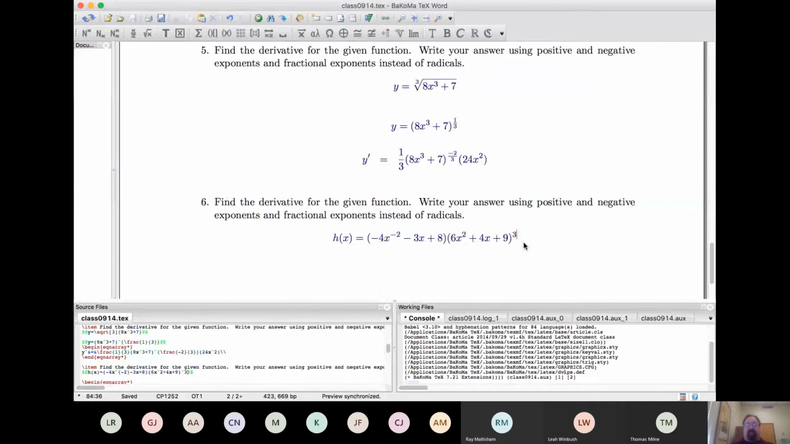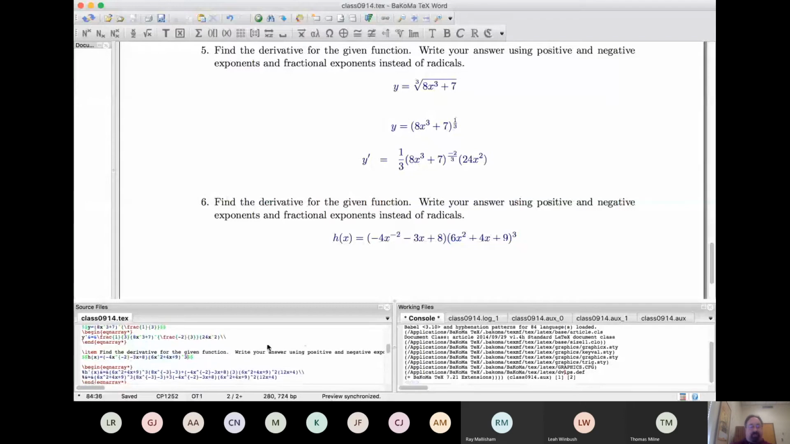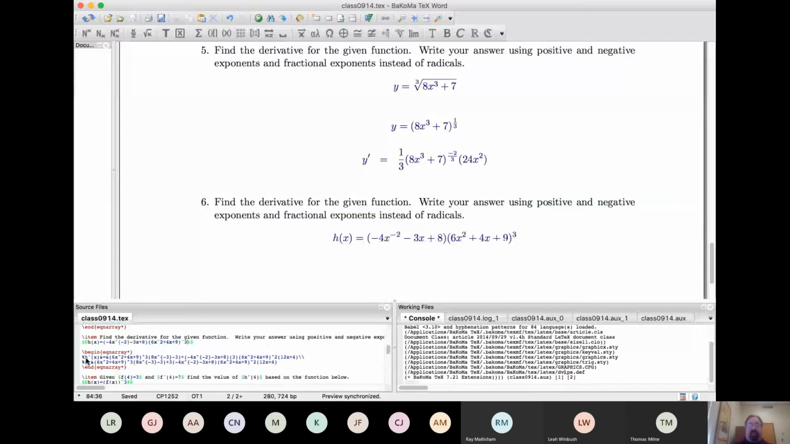Product. Yes, this is a product. So here's the first function. And then this whole thing with the cube included is the second function. So what that means is you have to use the product rule first. And then while that's being carried out, the general power rule is needed when you need to take a derivative of this part. So what that looks like.